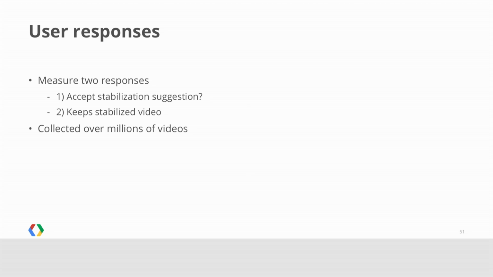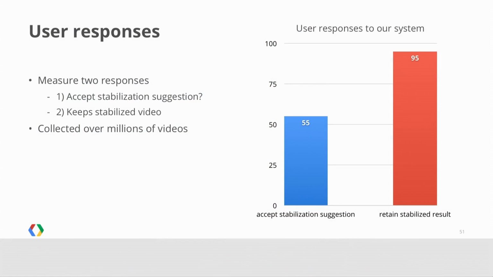So since we launched our system, we have gathered user responses, and in particular, two of them are: when we detect that a video is shaky and we suggest stabilization to the user, how many actually accept this suggestion, and of those that do, how many keep the stabilized result. And the responses collected over millions of videos is 55% accept stabilization after we suggested that the video might be shaky, and of those that do, 95% keep the stabilized result. So only 5% go back to the original because they didn't like the stabilized result, or the stabilizer might have not performed that well.